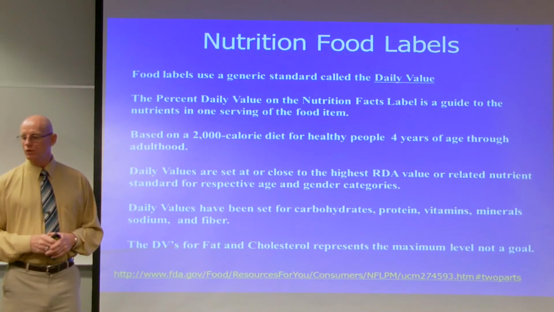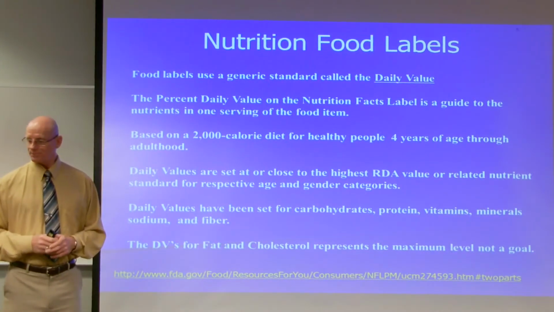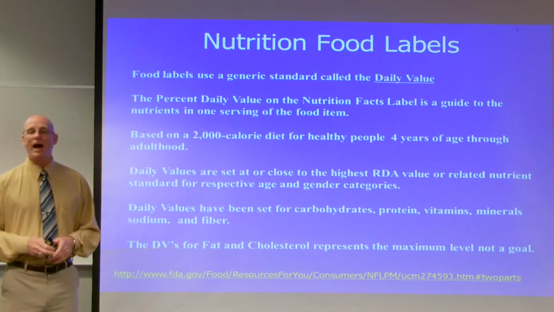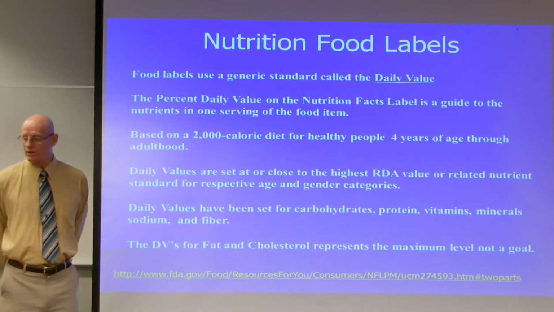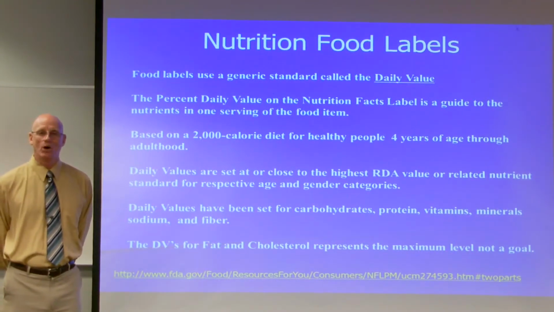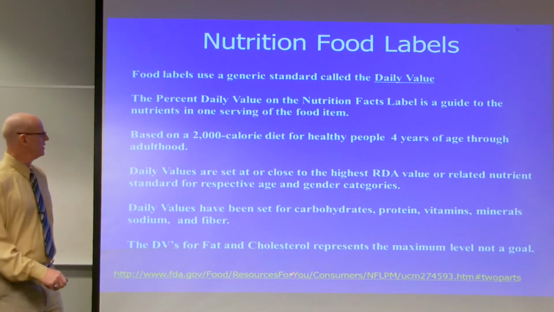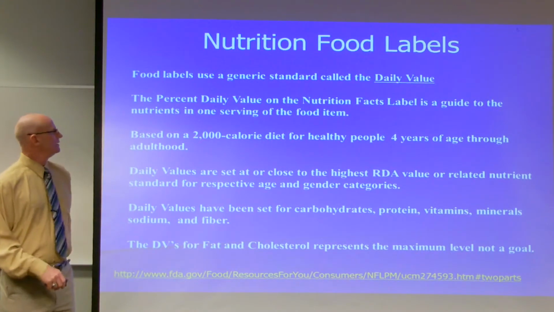So nutrition food labels use a generic standard called the daily value. The percent daily value on the nutrition food facts label is a guide to the nutrients in one serving of the food item. It is based on a 2,000 kilocalorie diet for healthy people 4 years of age through adulthood. The daily values are set at close to the highest RDA values or related nutrient standard for respective age and gender categories. The daily values have been set for carbohydrates, protein, vitamins, minerals, sodium, and fiber. The daily values for fat and cholesterol represent the maximum level, and this is not a goal to attain. And here I've provided a link from the FDA that regulates these food labels.